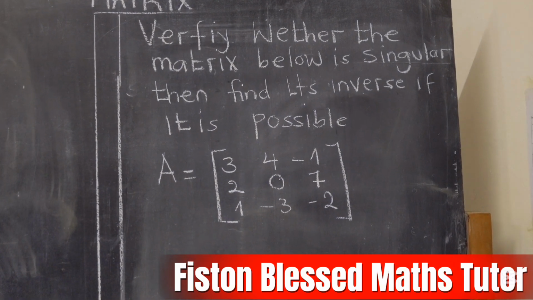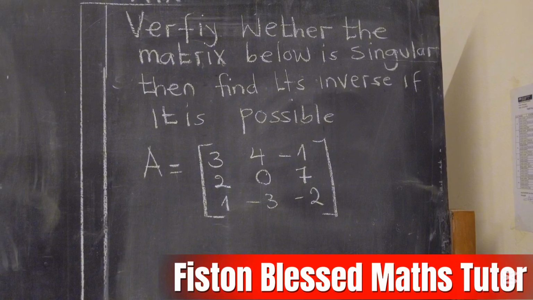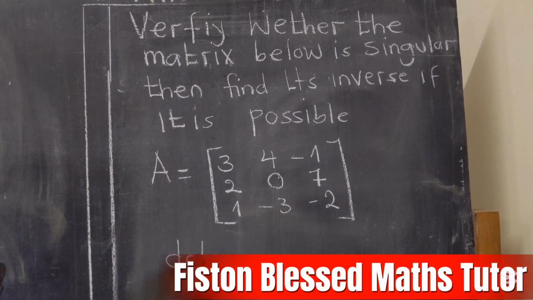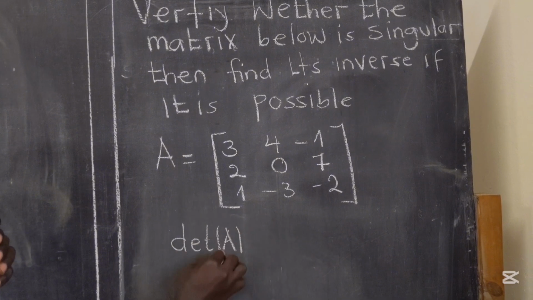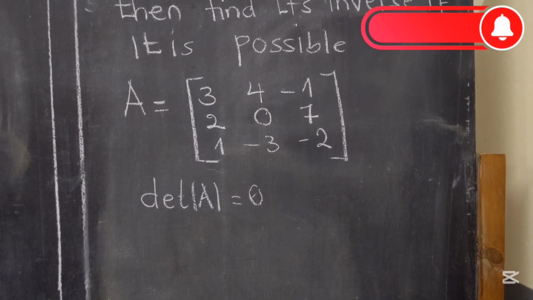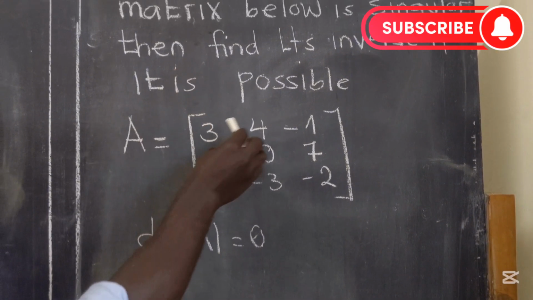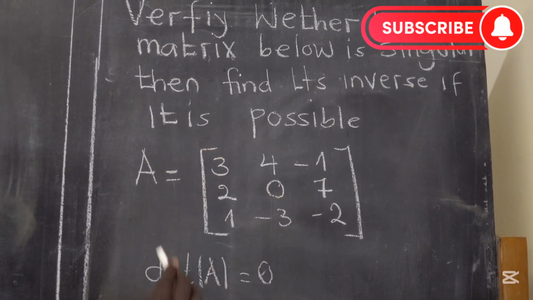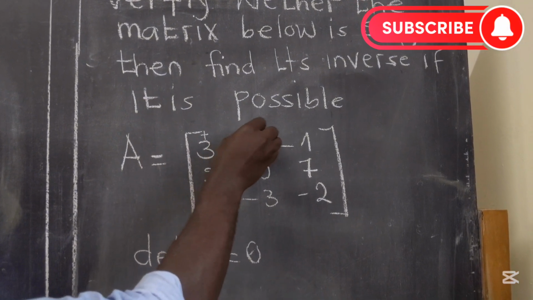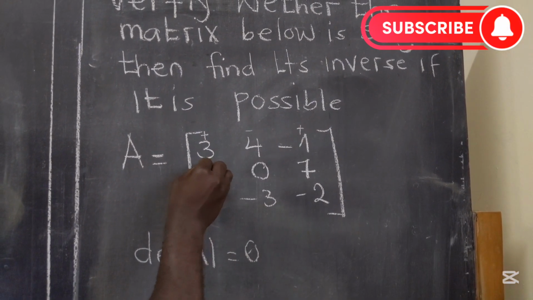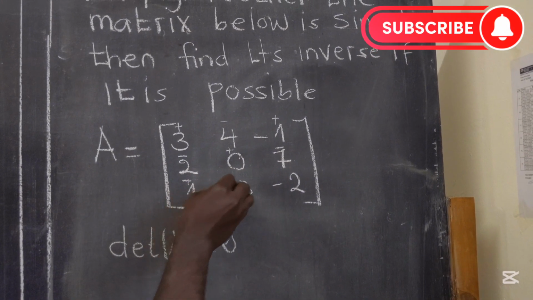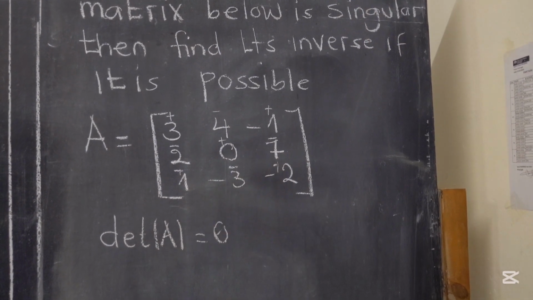Now, we say that a matrix is singular when the determinant of A is equal to 0. Okay? Here we have to give the signs to the elements of this matrix first. We start from addition, subtraction, addition, subtraction, addition, subtraction, addition, subtraction, then addition.